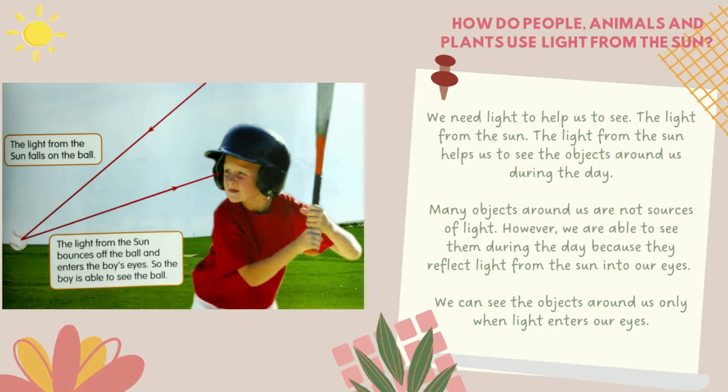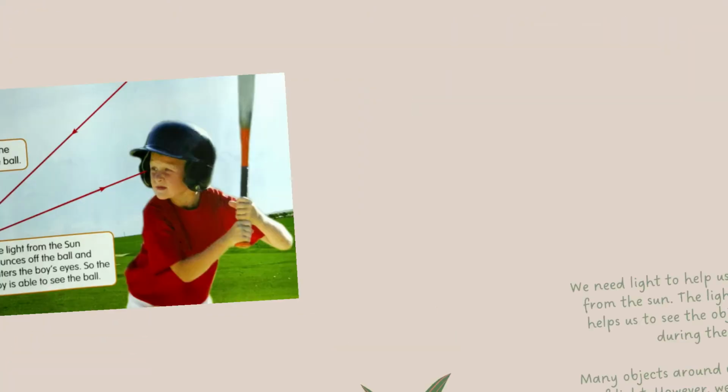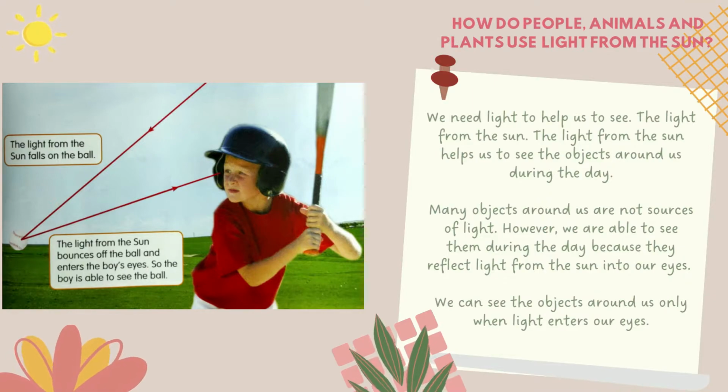How do people, animals, and plants use light from the sun? We need light to help us to see. The light from the sun helps us to see the objects around us during the day. Many objects around us are not sources of light. However, we are able to see them during the day because they reflect light from the sun into our eyes.